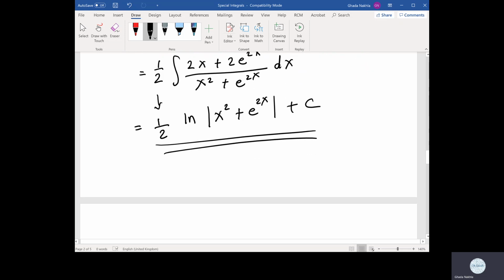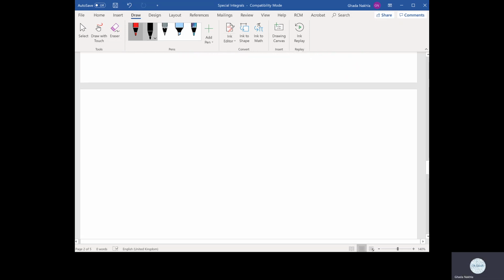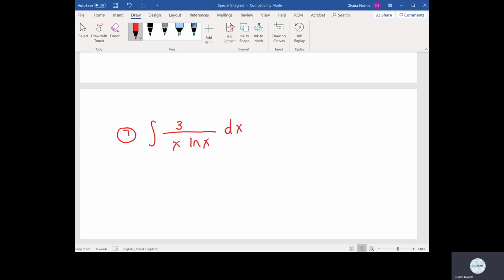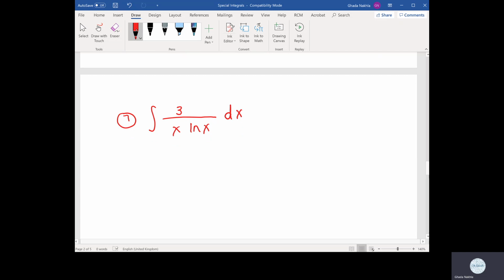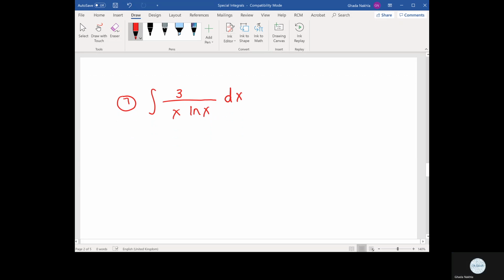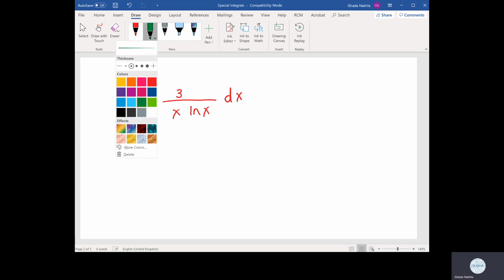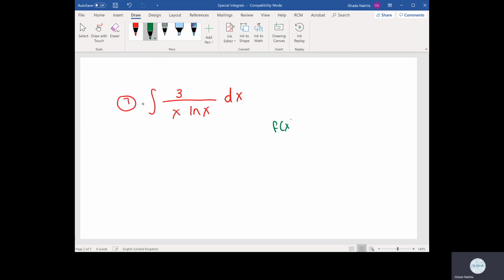Okay, let's take a look at something slightly different. I think we're on question 7 at the moment. And I'm looking at integrating 3 over x ln x dx. Okay, this one is slightly tricky. Now I need to identify f of x, and let's say that if f of x is ln x, this means that f dash of x is equal to 1 over x.